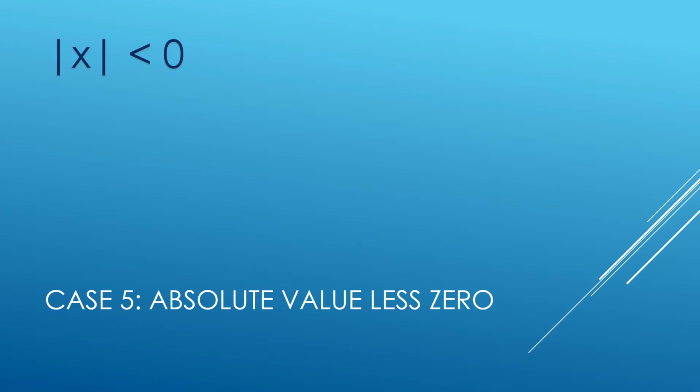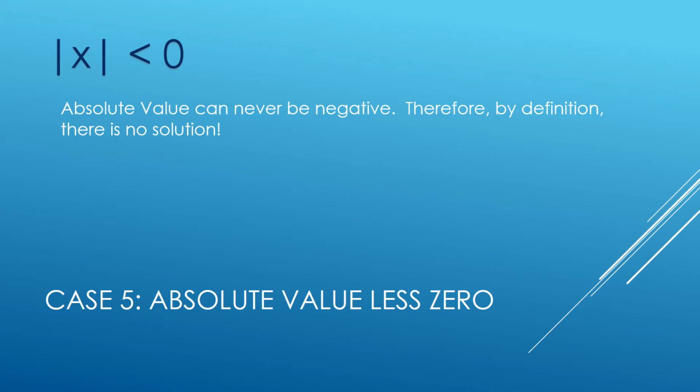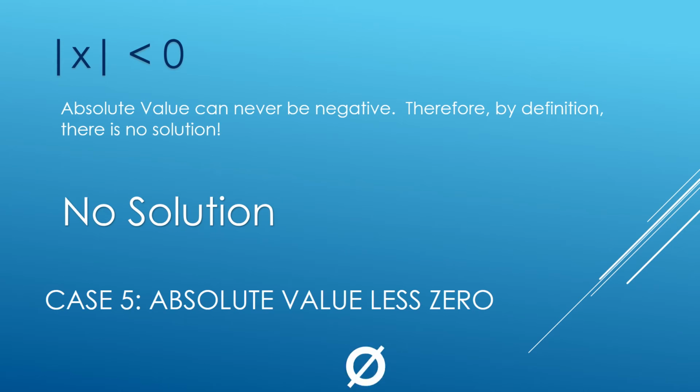Okay, we'll call this case 5. The absolute value is less than 0. Here, the absolute value can never be negative. Therefore, by definition, there is no solution. We can either write no solution or use the null set symbol.